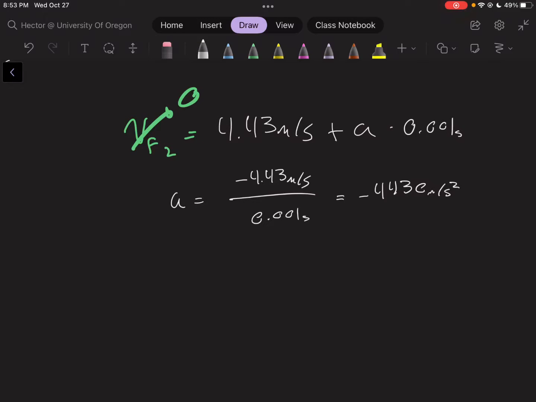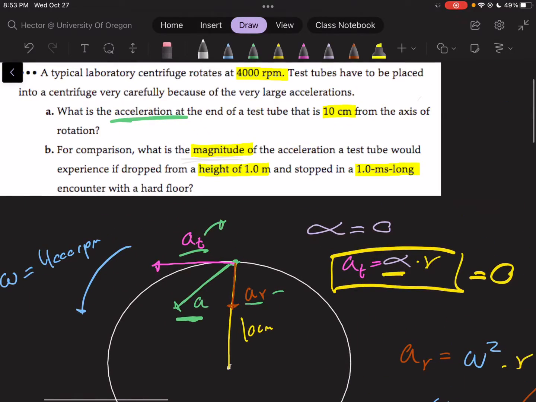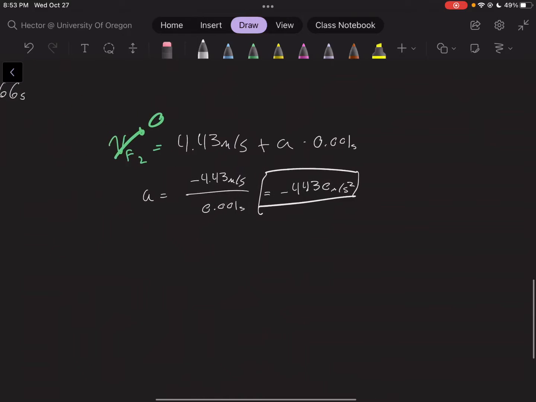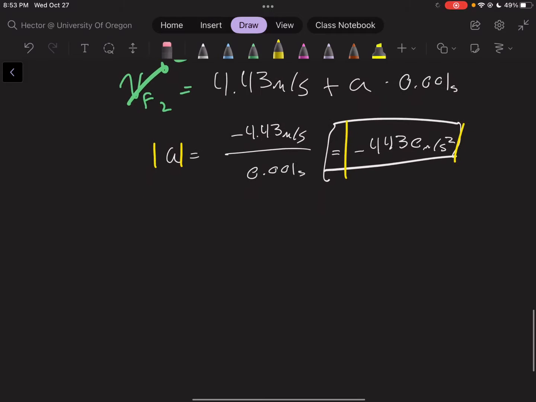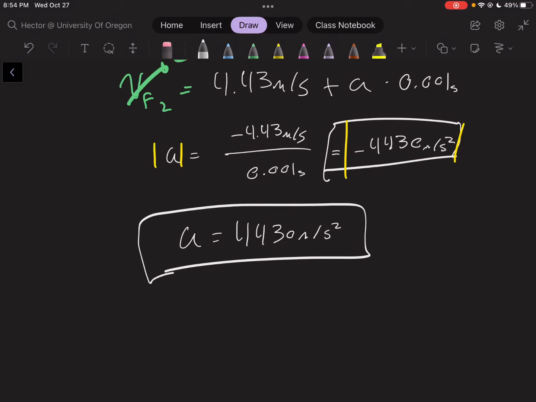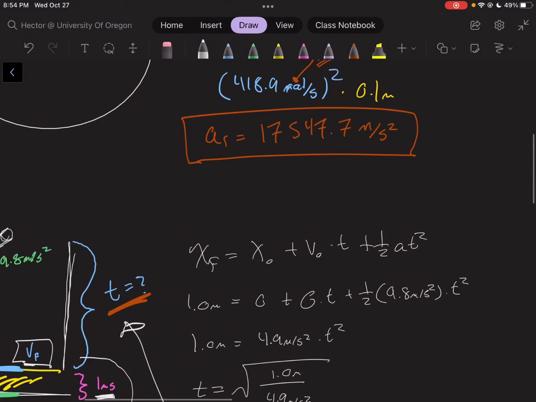Now we get this value out of our calculation, and it's important to note the question asks for the magnitude, and the magnitude of any acceleration is just the absolute value. So throwing absolute values on these, we get the absolute value of a. The a we're looking for is 4,430 meters a second squared, which is huge. But compared to the acceleration we found before, it seems absolutely minuscule.